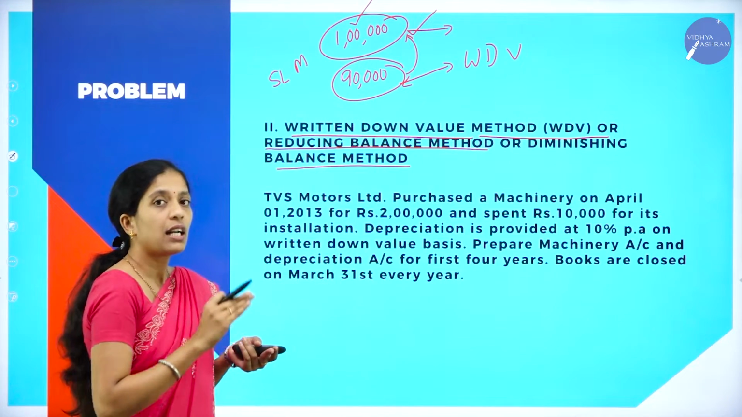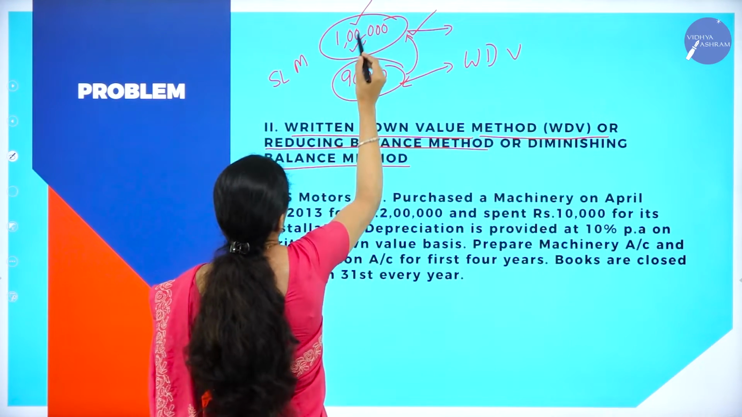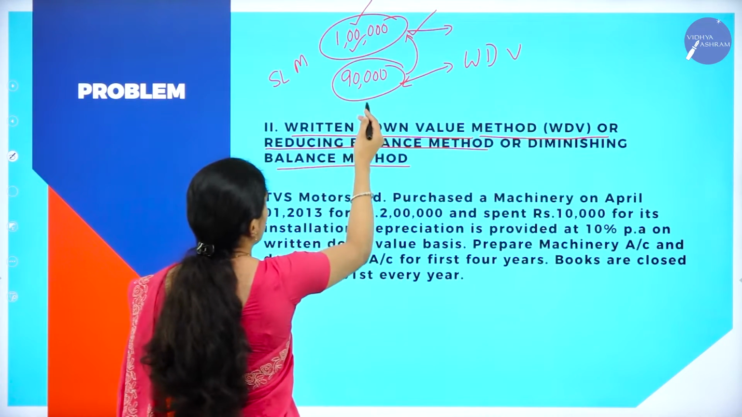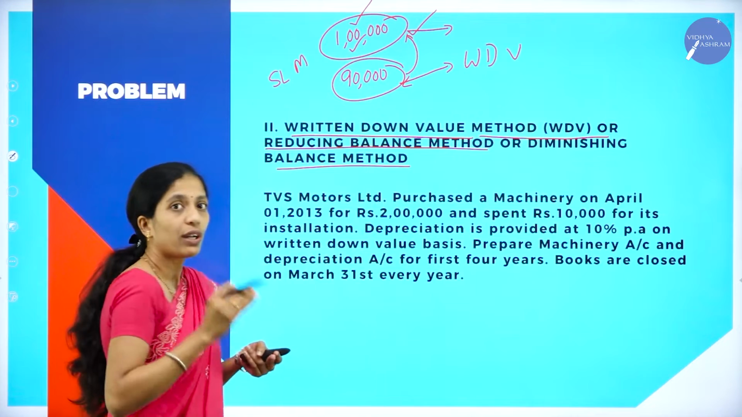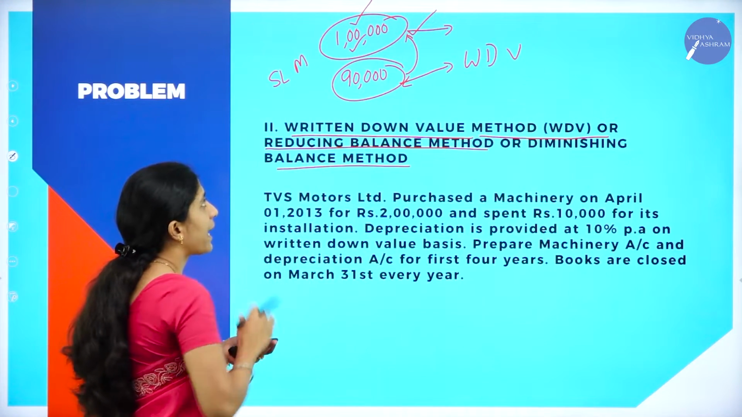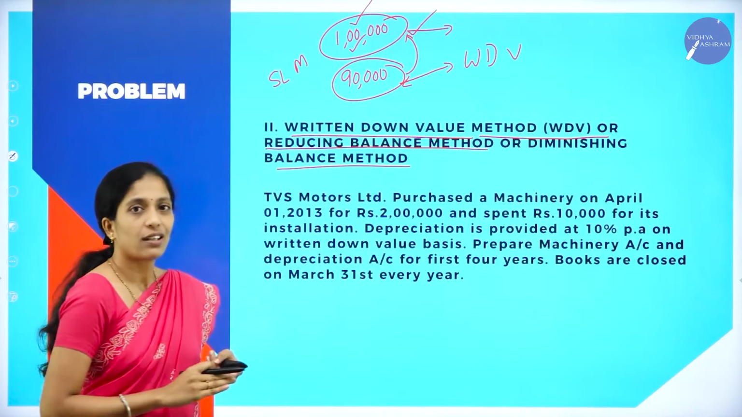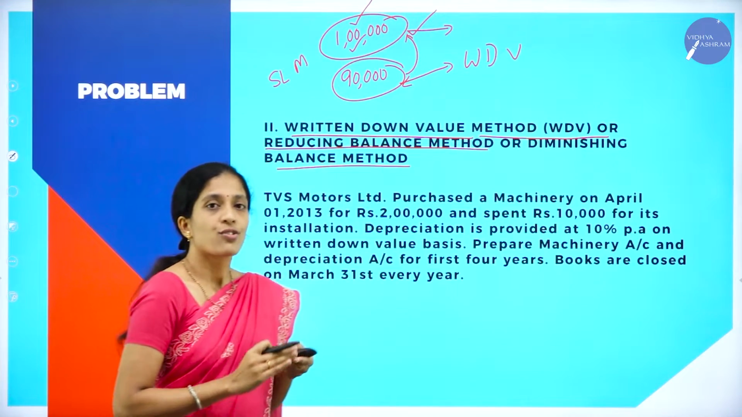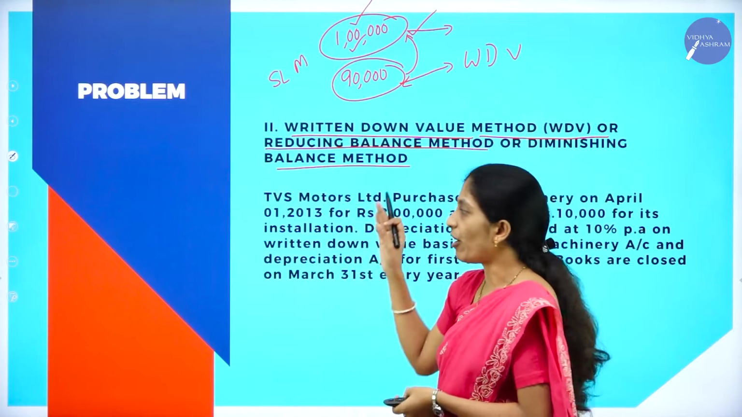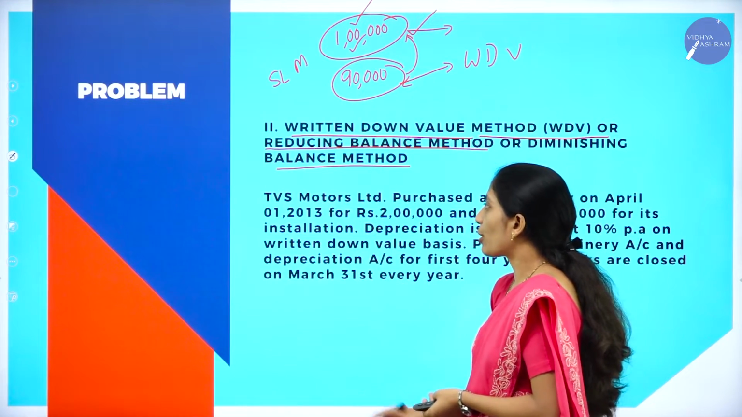In straight line method, even though the value of an asset will reduce, we are going to calculate on the original cost only. But under written down value method, as and when the asset value goes on decreasing, we are going to calculate on the reduced value of an asset. So it is called written down value method or reducing balance method or diminishing balance method. You'll clearly understand when we solve a particular problem on this type of method. Now we shall go through the problem in this particular session. Now go through the problem here.